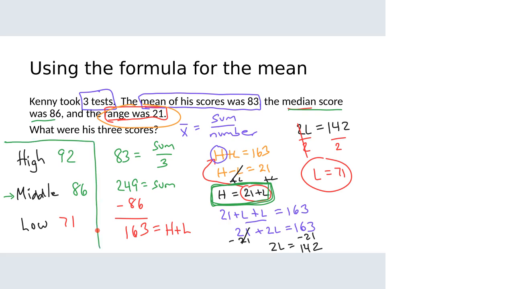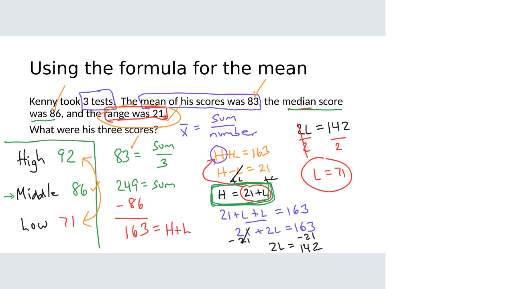And now I have all three test scores. I can see by looking at them really easily that the range is 21. I can see that the median's 86. And then if I wanted to just double check my work here, I could add those up. 92 plus 86 plus 71 divided by 3. Sure enough, the mean is 83. So I know I'm right because I met all the conditions. The mean's 83, the median's 86, and the range is 21. So I'm positive I have the right three test scores.